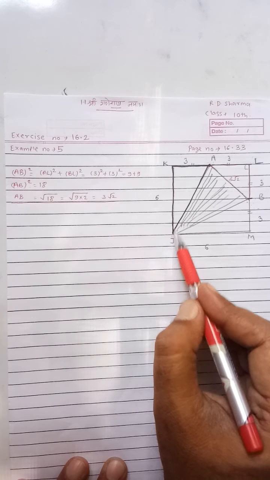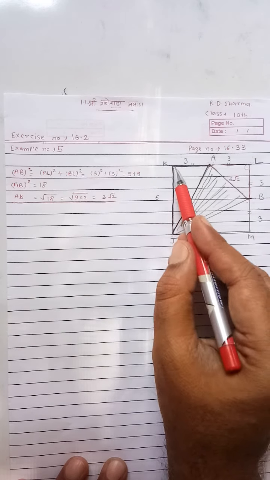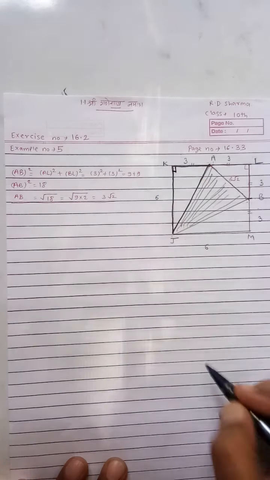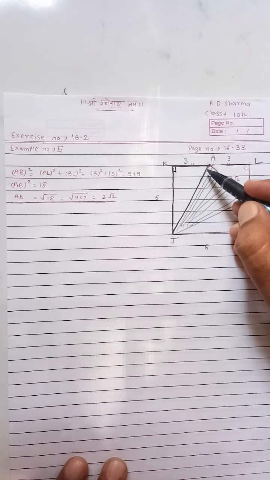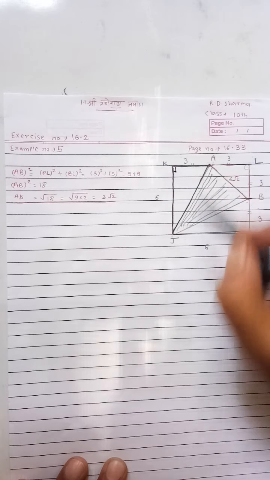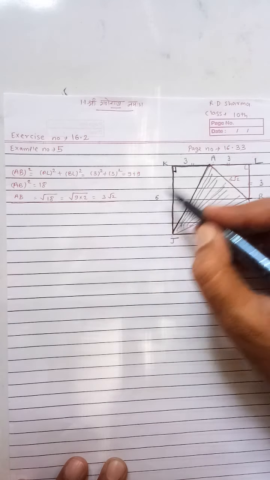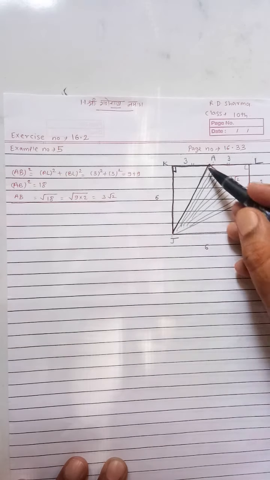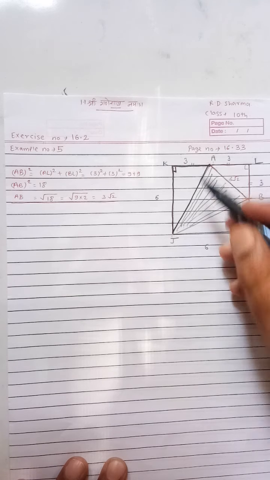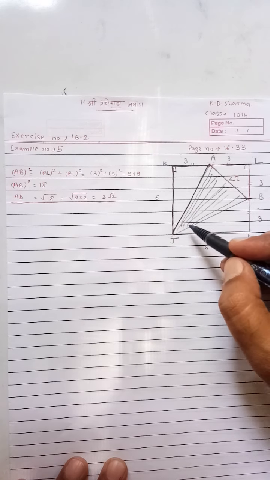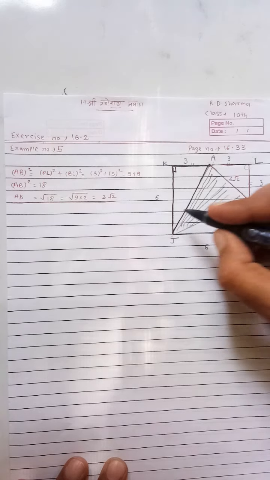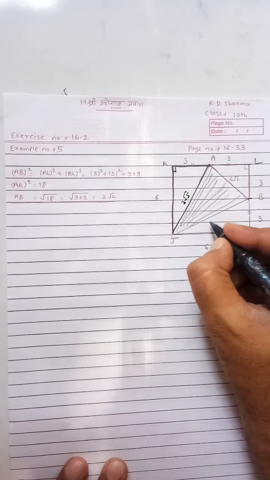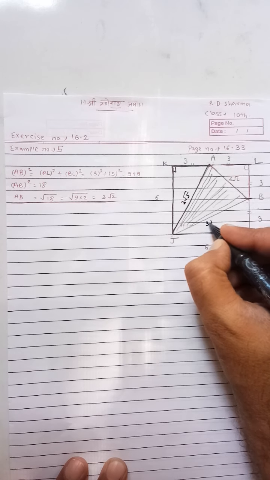Then selecting triangle JKA. Here also in the triangle JKA, angle K equals 90 degree. Then again using Pythagoras, JA square equals JK square plus AK square. JA square equals 6 square plus 3 square. JA square equals 36 plus 9. Then JA square equals 45. Then JA equals under root 45. Then JA equals under root 9 into 5. Then JA equals 3 root 5. Similarly, we can prove that JB is also 3 root 5.